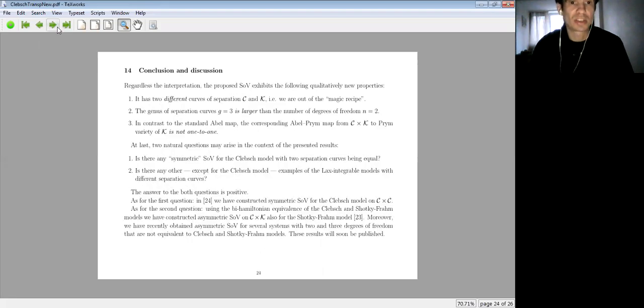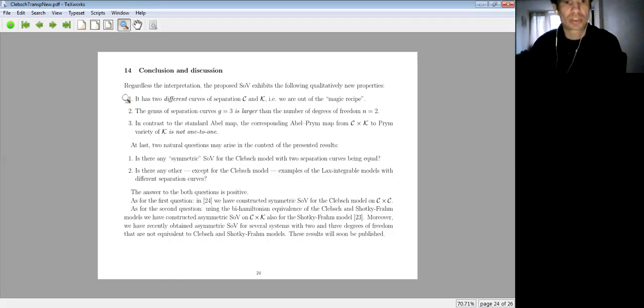Nevertheless, regardless of the interpretation, the proposed separation of variables exhibits the following qualitatively new properties. First, it has different curves of separation C and K. That is, we are out of the magic recipe of Skrypnyk. Second, the genus of the separation curve is 3. It is larger than the number of degrees of freedom, equal to 2. Third, in contrast to the standard Abel map, the corresponding Abel prime map from C times K to the prime variety is not one-to-one.